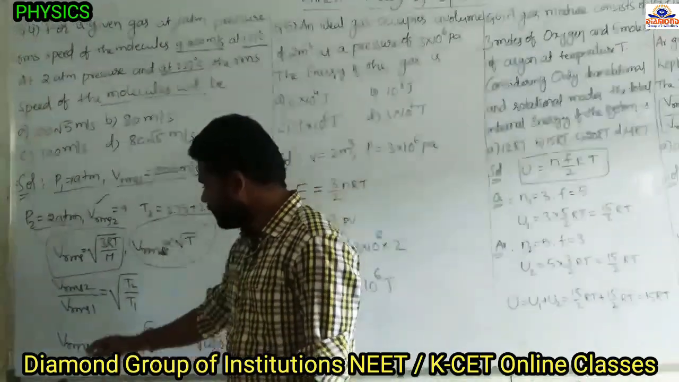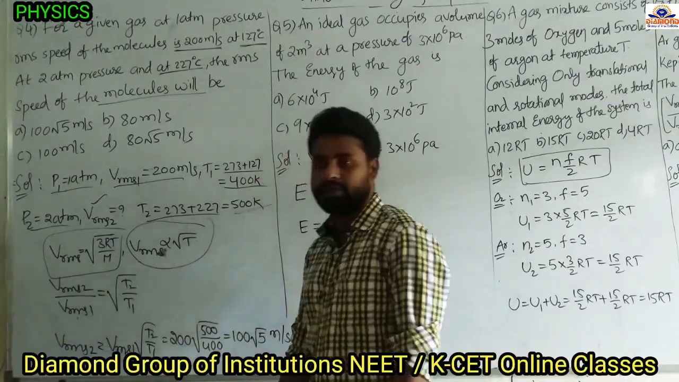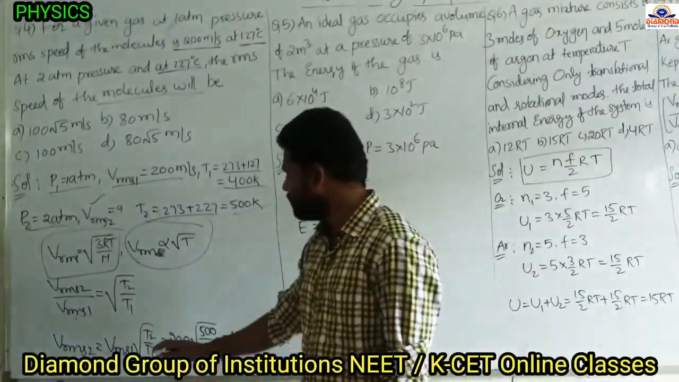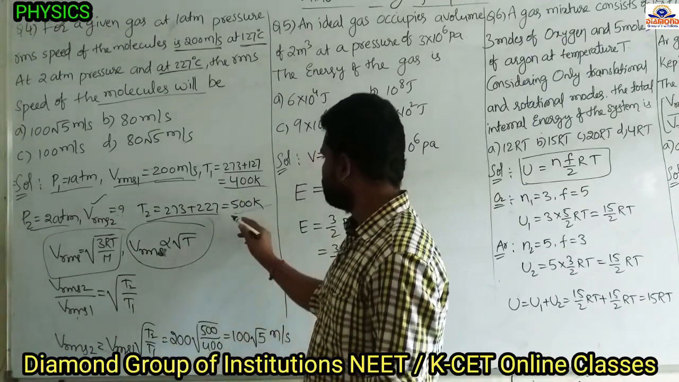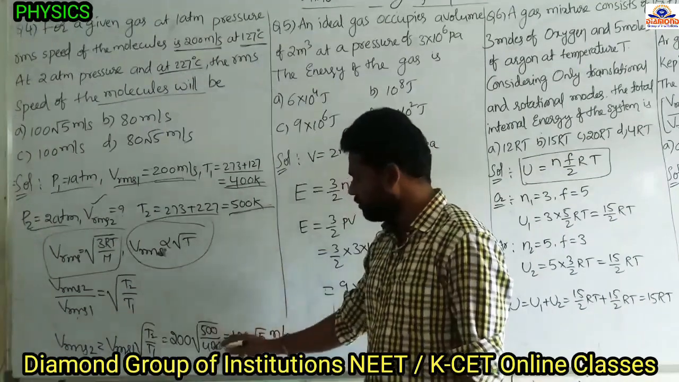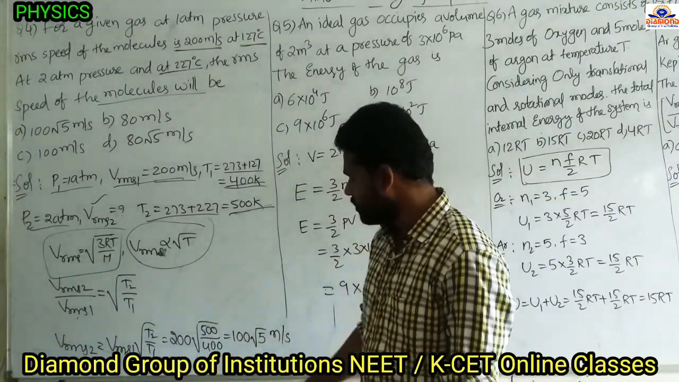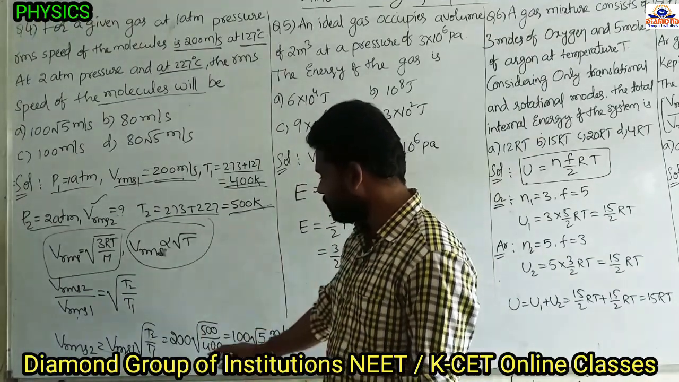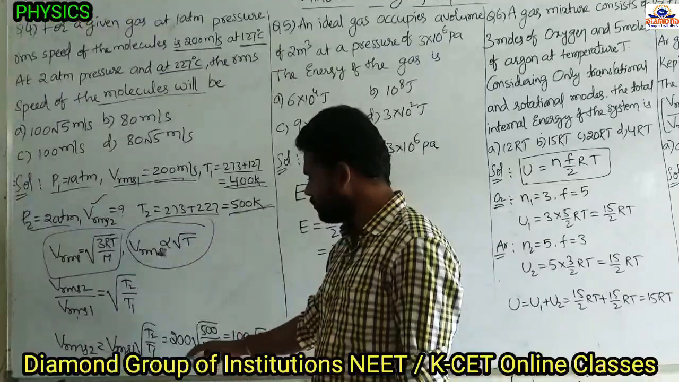So VRMS2 equals VRMS1 into square root of T2 by T1. VRMS1 value they given is 200, square root of T2 by T1. T2 value is 500, T1 value is 400. So 500 by 400, these two zeros and these two zeros will be cancelled out. We will get root 5 by 4. Root 4 is nothing but 2, which comes outside in the denominator. 2 into 200 is 100.